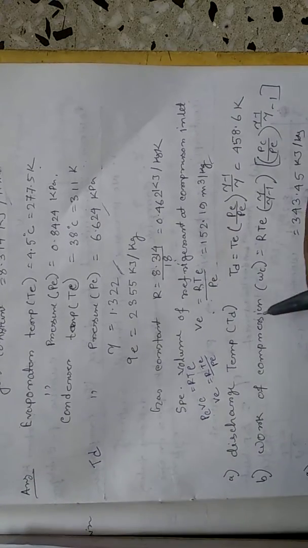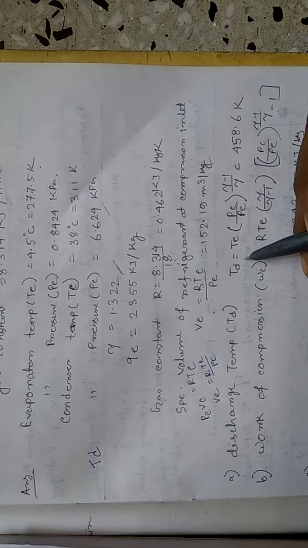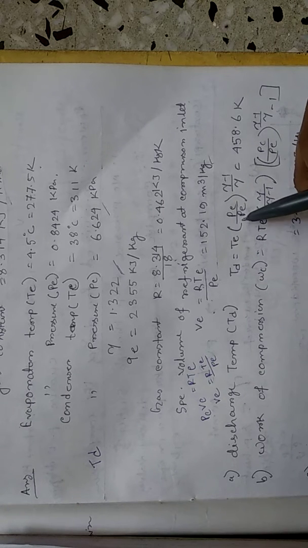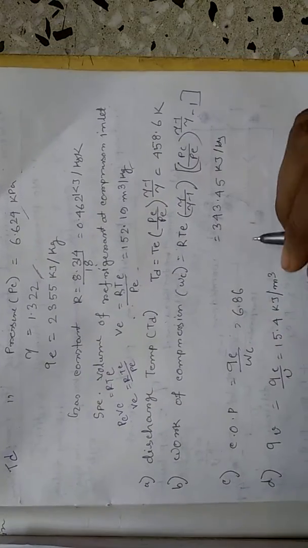And for the discharge temperature TD, you know that it is an isentropic process, and for the temperature pressure relationship for a polytropic process, or you can say the adiabatic isentropic process, it is T2 by T1.